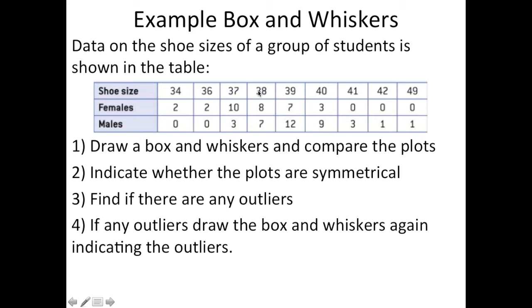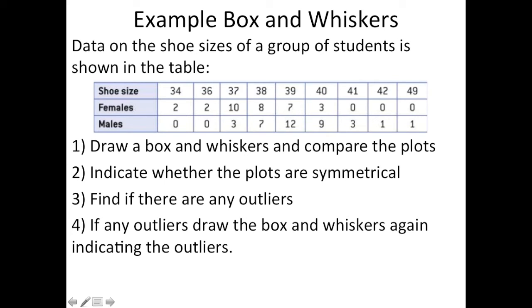To find Q2, you would have to do 37 divided by 2, which is 18.5. So you take position 18 and position 19. So I have here 3 plus 7, 10, plus 12, 22. So that means that at 39, it's where my Q2 lies. So 39 would be your Q2.